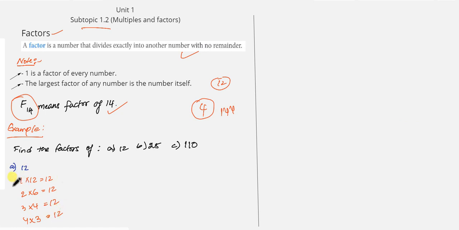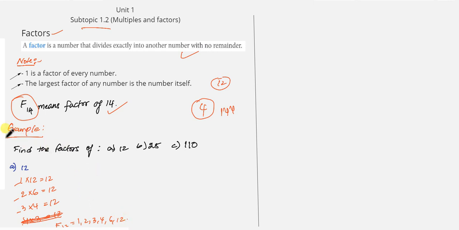So you can notice that we have 1, 2, 3, and then again the step is repeating, 4, 3. So this step is totally unnecessary because 3 times 4 and 4 times 3 is the same thing. So we'll just leave this. So we can write the factors of 12 this way. F12 is equal to 1, 2, 3, 4, 6, and 12.